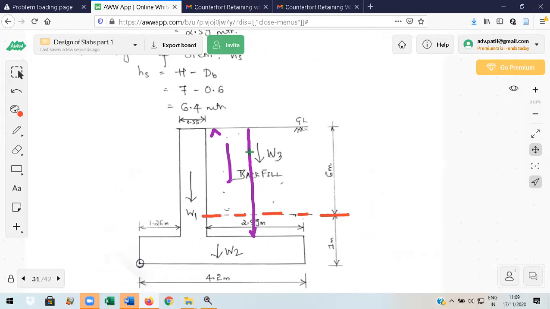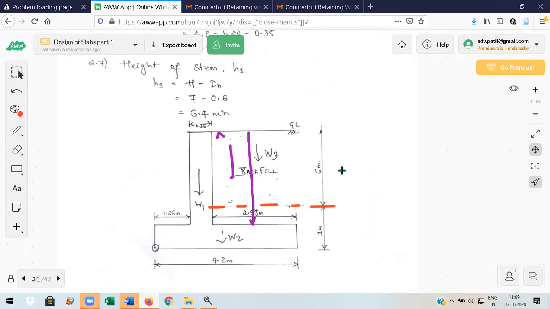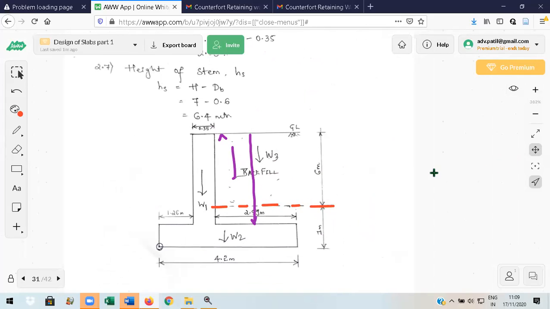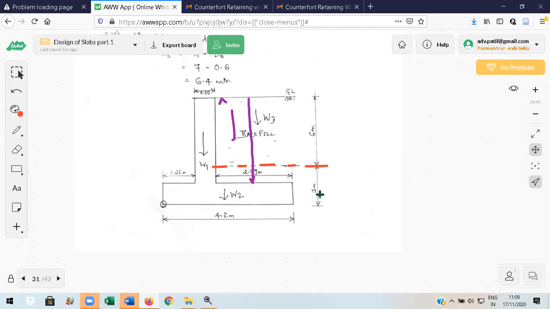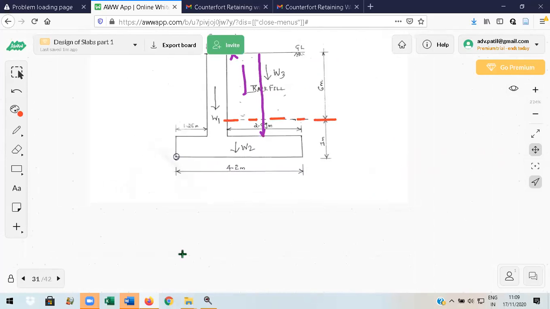All dimensions are fixed. Basically 6 is given. Depth of foundation was calculated, which was rounded off to 1 meter. Totally, I am having 7 meter. From this 7 meter, I am able to fix up all these dimensions. Don't worry about counterfort for the time being. No need to worry about counterfort in the initial stage. Any questions in this one?